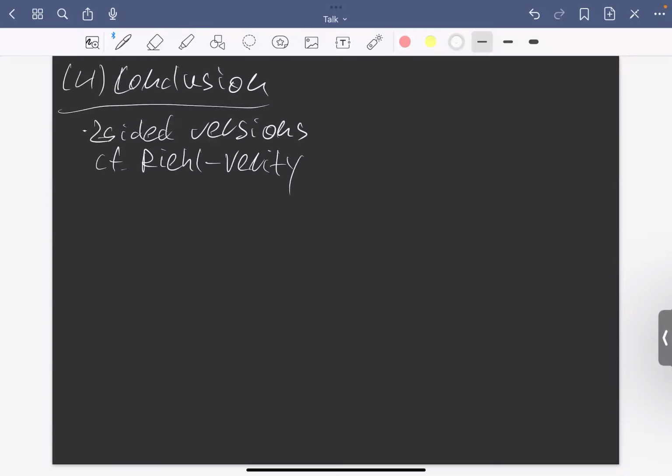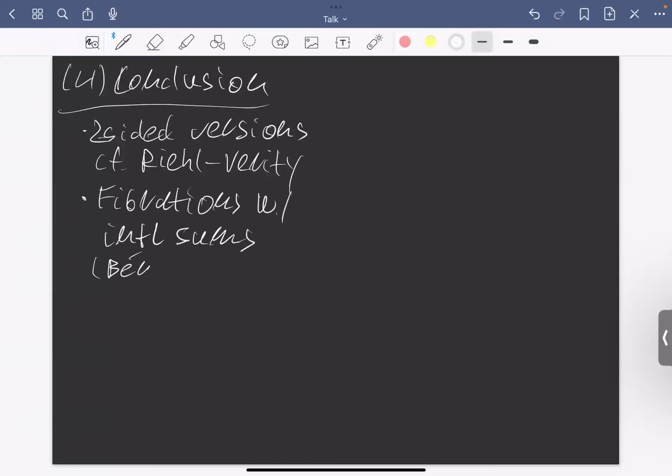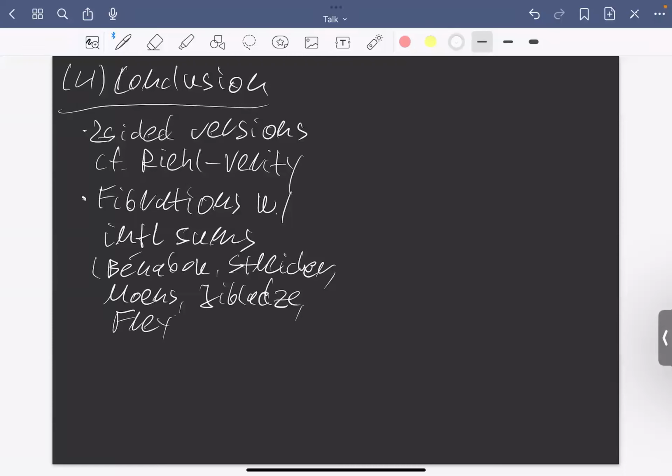Then I have a chapter and article about fibrations with internal sums in this setting, or dependent fibered sums, I guess, which takes some work by Bénabou, Streicher, Moens, Gibbons, Frey, and treats it in this setting.